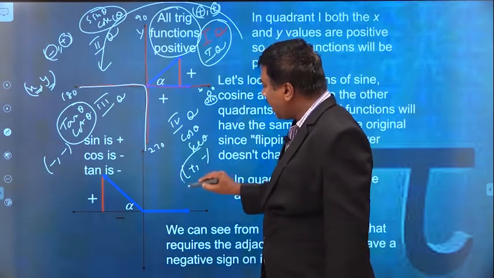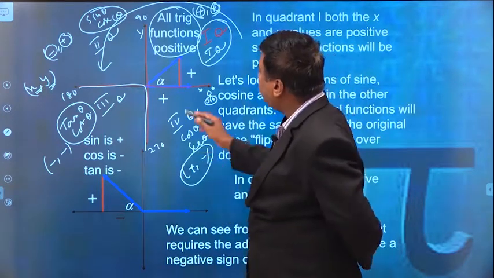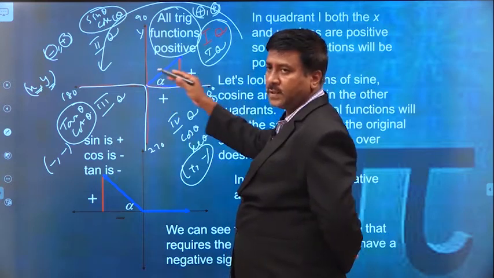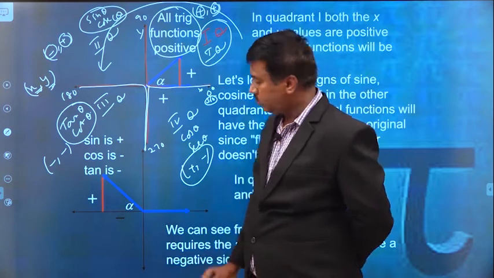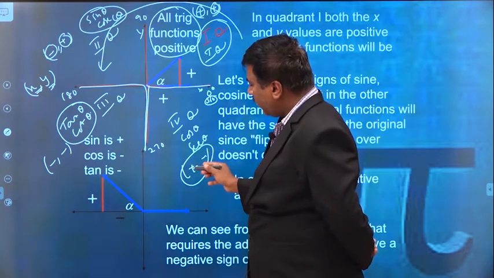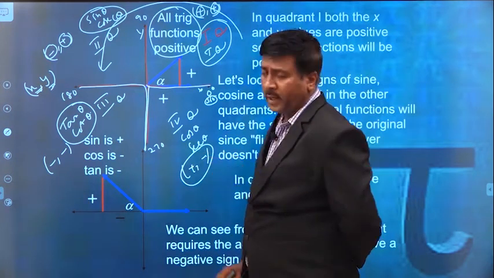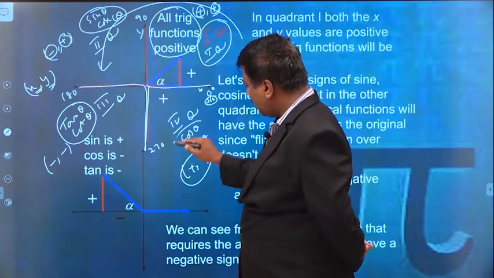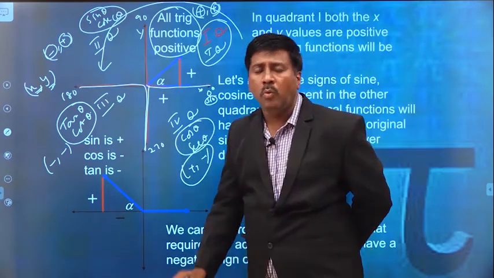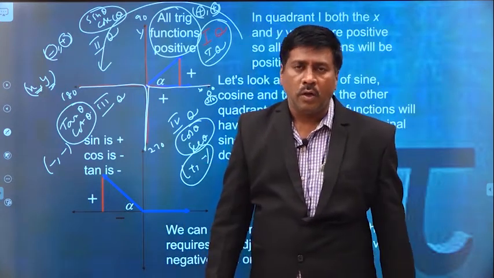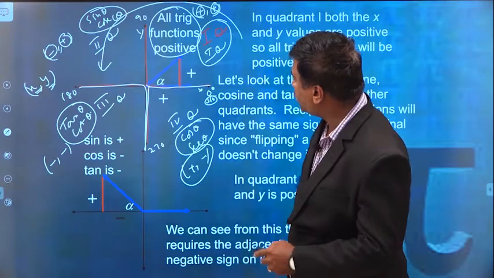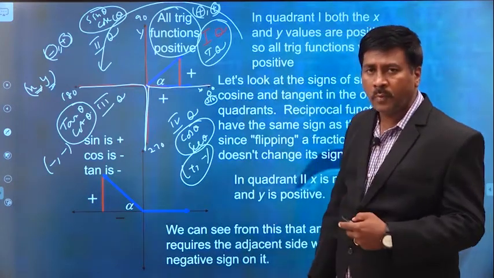Here plus minus means, what is this value? The x value is to be positive, because this is the positive x-axis, and the y value is to be negative. Then in that case, cos theta and secant theta both are positive, and whatever the remaining ratios are, all are negative in the fourth quadrant. All of you catch my point?